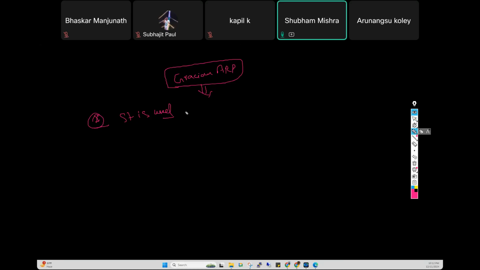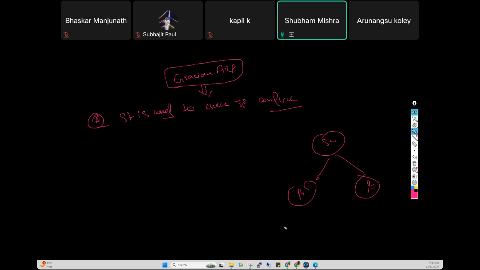Guys, basically gratuitous ARP is used to check IP conflict. For example, if in your network you have switch 1, PC1, PC2, and here you configure 10.1, can you configure 10.1 here as well? No. You will get the message IP conflict. Right? You will get the message IP conflict.